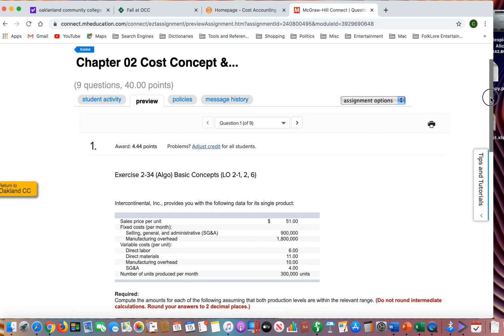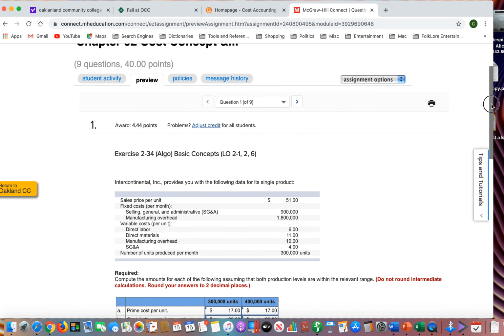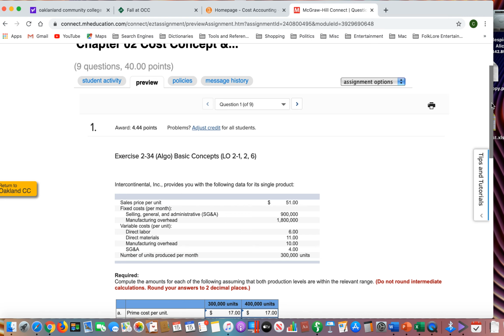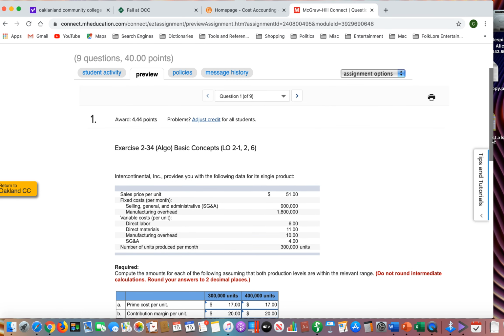But anyway, here are a series of questions, and the answers are here. Notice it says, what's the prime cost? Don't forget, prime cost is direct labor and direct material. Prime cost per unit: direct labor, 6, direct material, 11. 6 and 11 are 17. That's your prime cost. The contribution margin per unit: don't forget, contribution margin per unit, if you're going to do it on a per unit basis, is sale price per unit minus all your variable costs per unit.